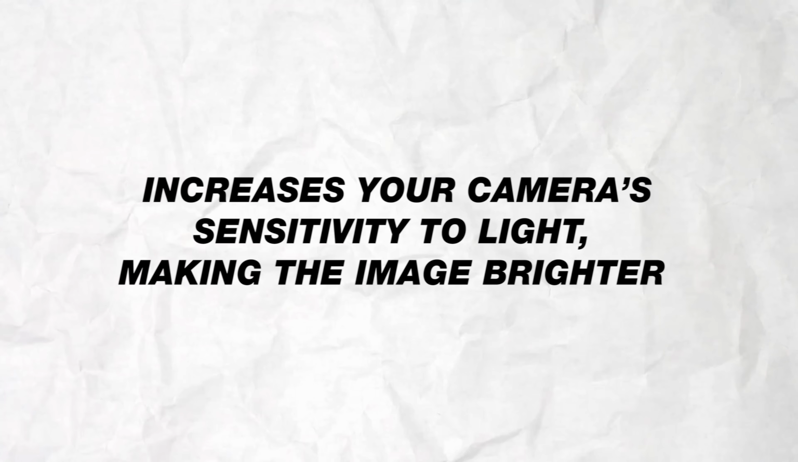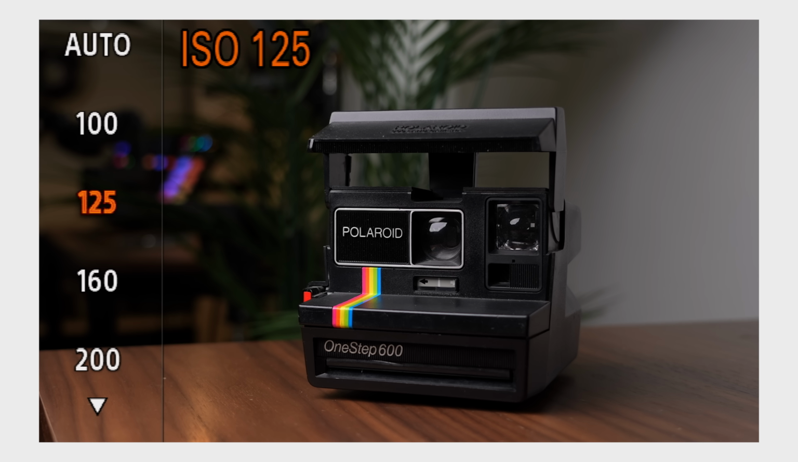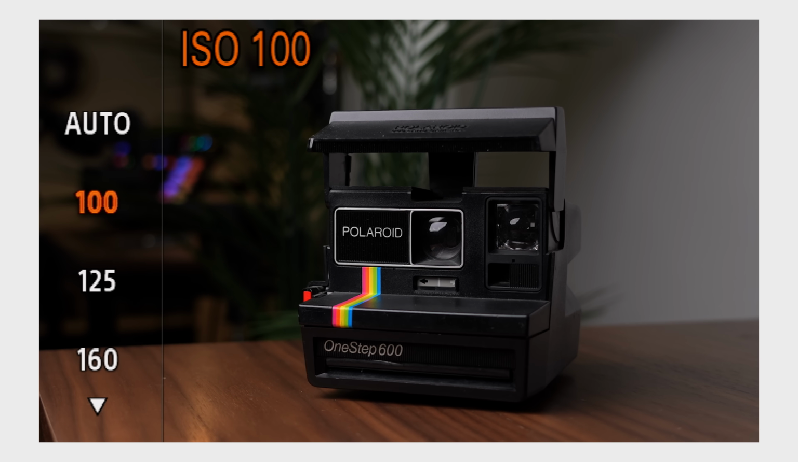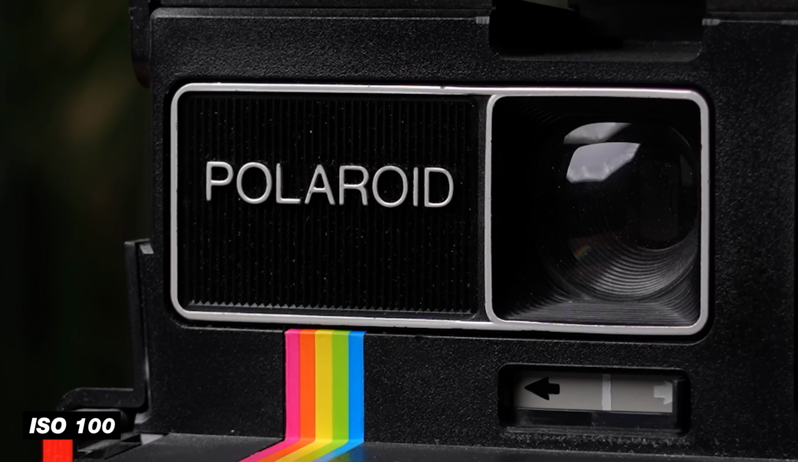And next would be ISO. And ISO is what increases your camera's sensitivity to light, which then makes your image appear brighter. So a lower ISO value like 100 means that your camera is going to be less sensitive to light, but also this means your image is going to look a lot cleaner and crispier.